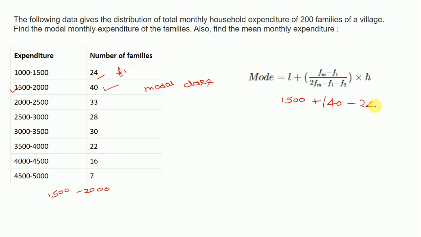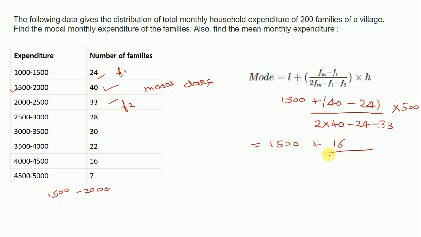It will come here as 24, and now 2 into 40, and F1 is what? 24. Now F2, and obviously F2 will be the frequency of the class that is just after the modal class, that is 33. So just put here 33, and H, I hope all of you know the class size, and the class size here is 500. So now just solve this equation, you will get your answer, 1500 as it is. Now 40 minus 24 is equal to 16.